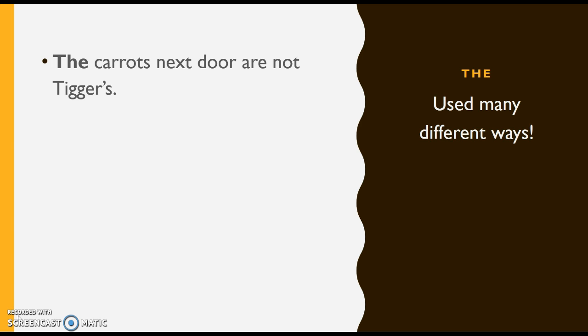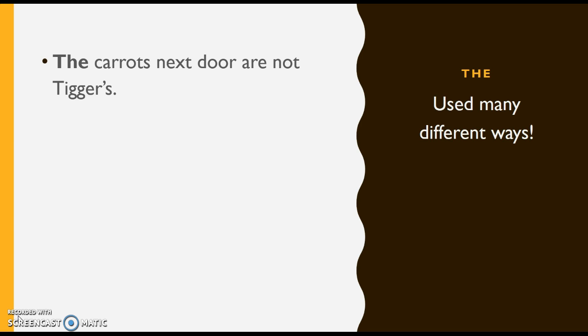So the carrots next door are not Tigger's. So Tigger couldn't eat all other carrots, but the carrots next door are not Tigger's. So specifically, the carrots next door can't be eaten.